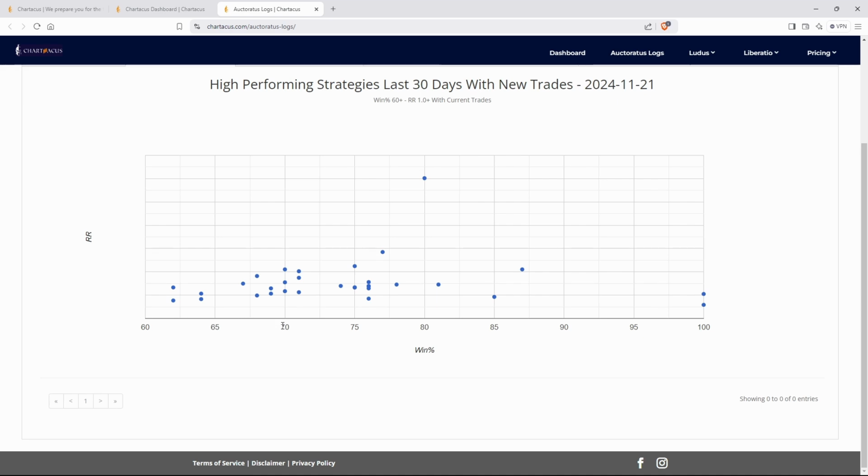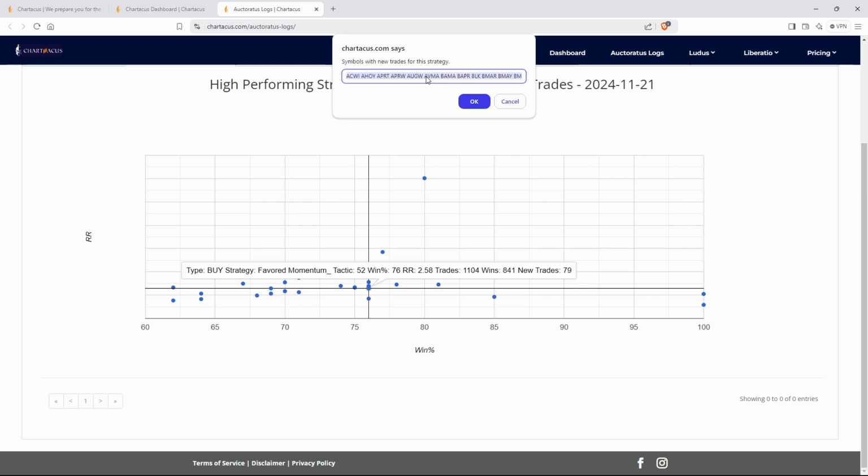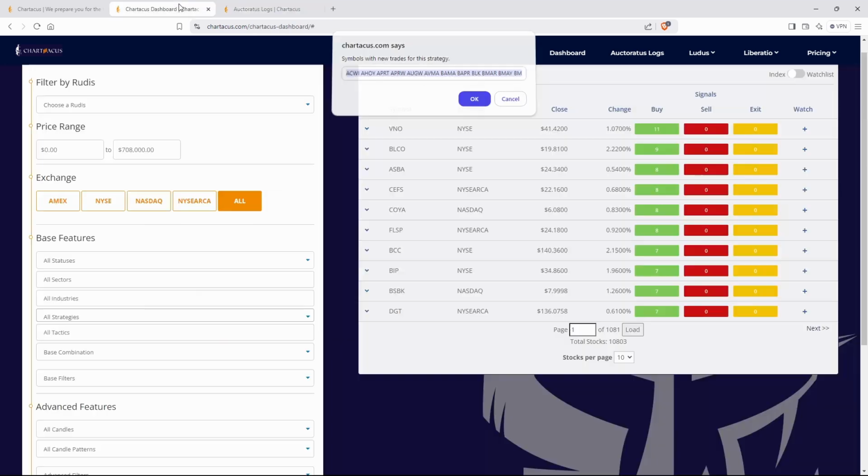Let's go over here. Here's 70% right here. Here's an RR. Look at this one right here. It's a buy strategy called favored momentum, tactic number 52, win percentage of 76, RR ratio of 2.58, then 1,100 trades, 841 wins, and there's 79 new trades today. Let's pick it. Let's hover over it, right click. Let's copy it. Let's go into the dashboard.